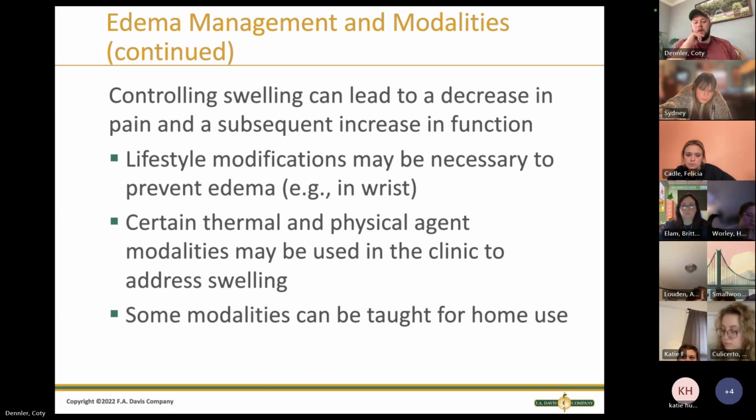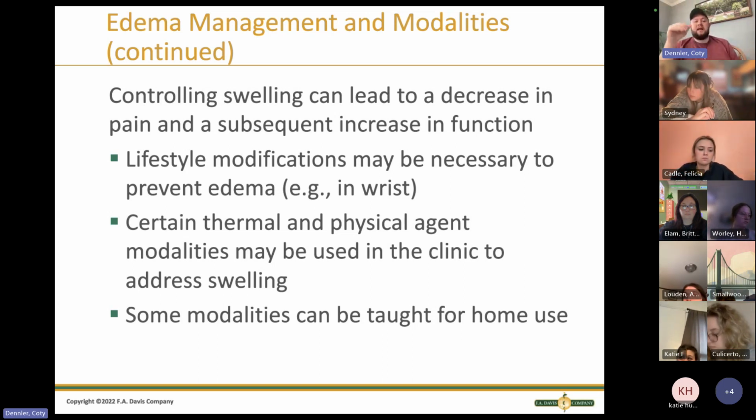Okay. You can use certain thermal and physical agents like heat and ice. You could use that fluidotherapy that we talked about, but again, not on all. Make sure it's indicated for whichever type you're treating. Some modalities can be for home use, like that paraffin wax for osteoarthritis. Again, it's not going to hurt osteoarthritis. It'll make it feel better.